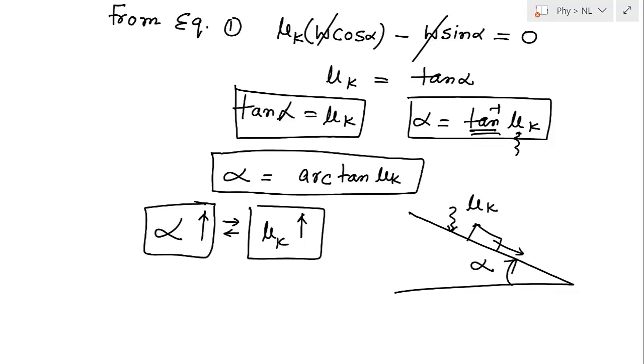So in this video we have seen how we can calculate the angle of inclination alpha for a given value of the coefficient of kinetic friction, and these two are related by a tan inverse function. You can use this to calculate the angle for a given mu k value.